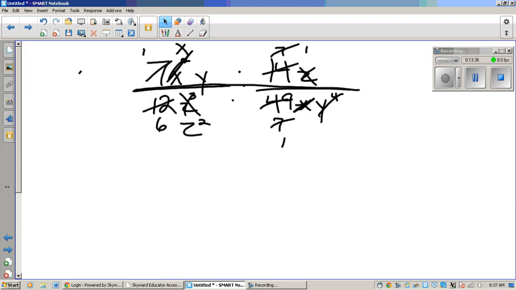Y to the fourth, and y, that's 1. That's y to the third. Now I just look at what I have left. I've got 1, I've got an x, I've got a 1, I've got a 1, I've got nothing there. So all I have left on the top is an x. On the bottom, I'm left with 6 z squared y to the third.